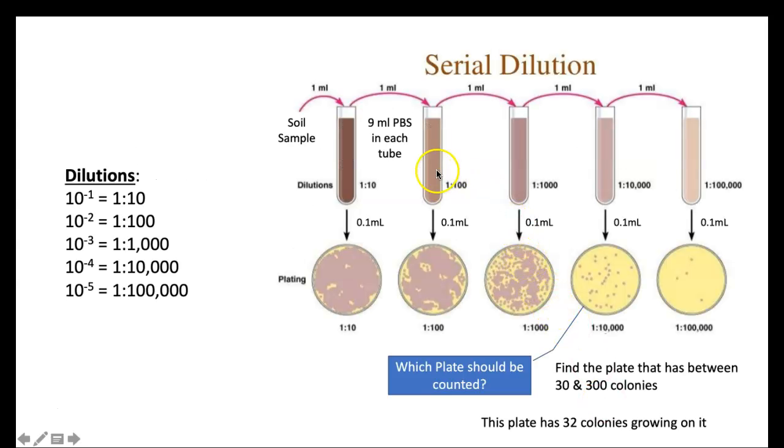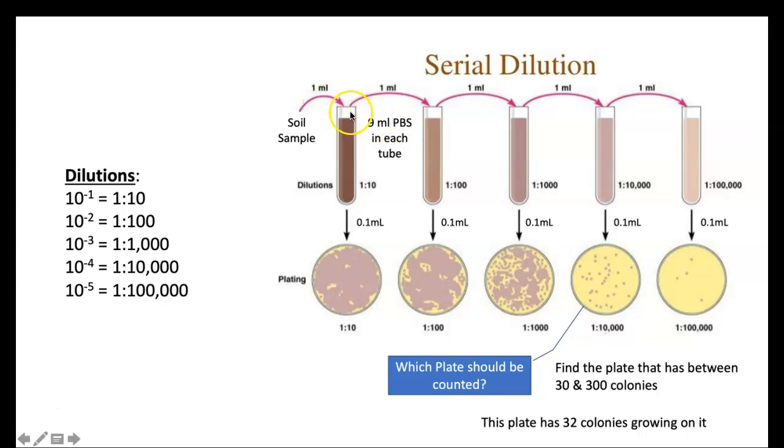So just a quick review of what we did to set up the experiment. You had a soil sample that you had in phosphate buffered saline. And what you did is you transferred 1 milliliter of that soil sample to 9 milliliters of phosphate buffered saline. So that was our first dilution, and we labeled that as 10 to the minus 1. And what that really means is that was a 10-fold dilution.